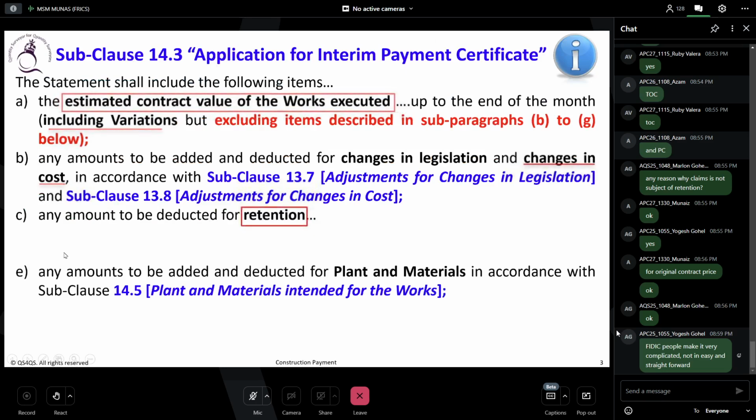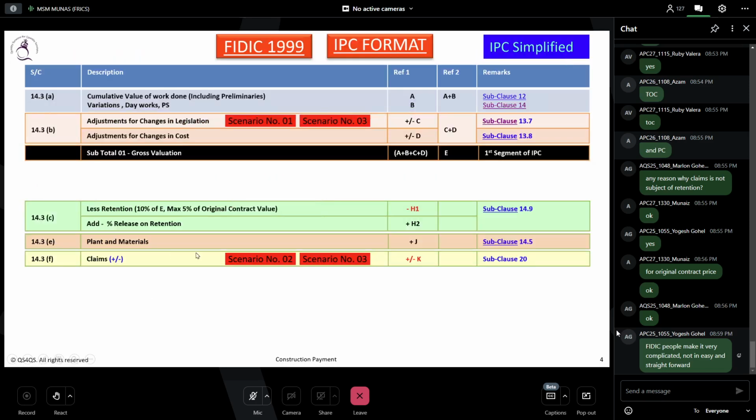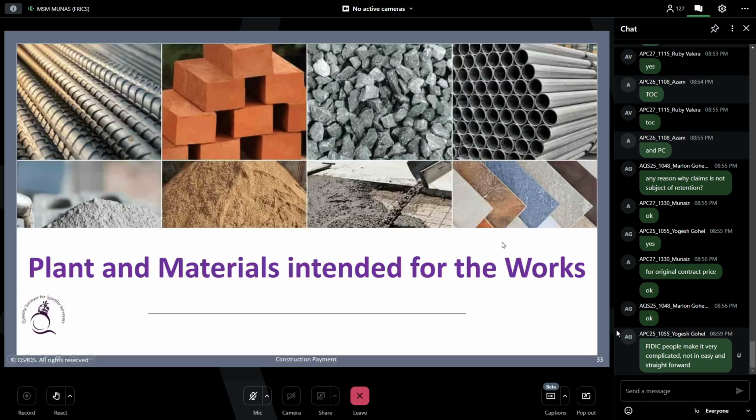The D, we will look at later. Now let's go to the E. Any amount to be added and deducted for plant and material in accordance with subclause 14.5. So plant and material intended for the works. So plant and material, subclause 14.5. All of you go to subclause 14.5. Page number.